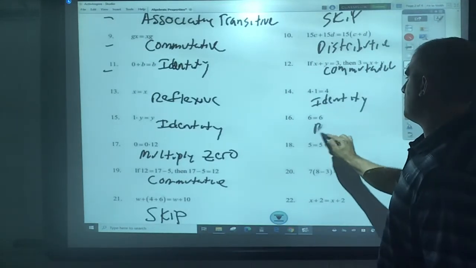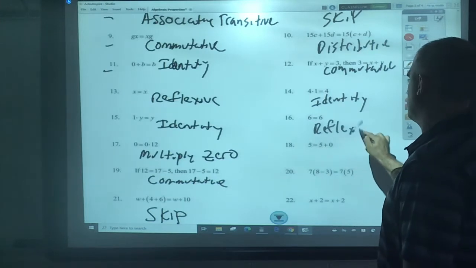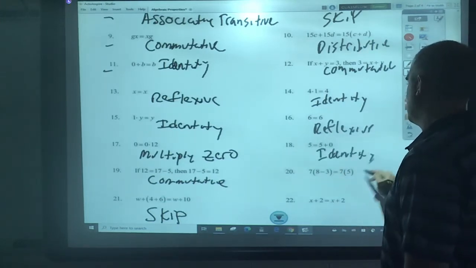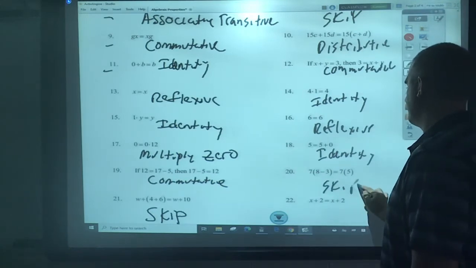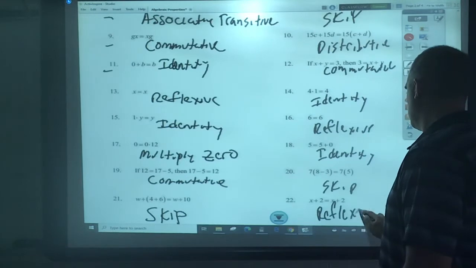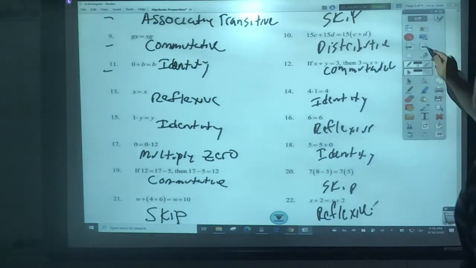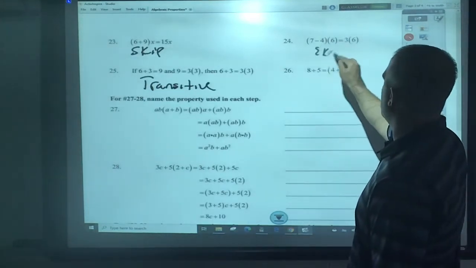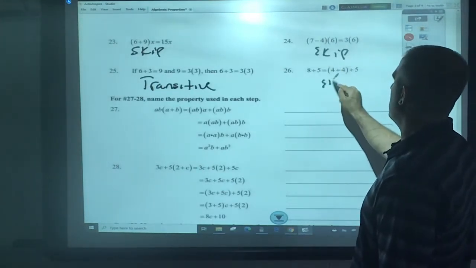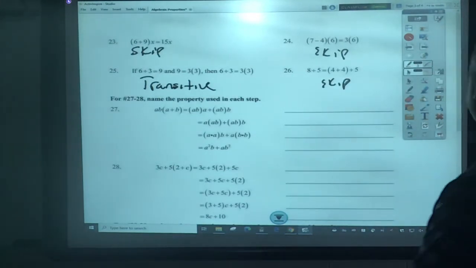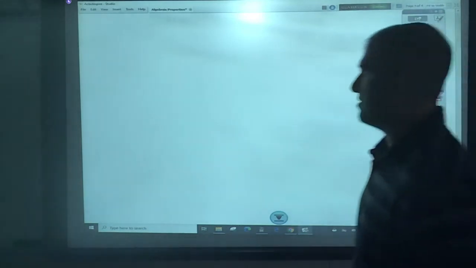This would be reflexive. This would be an identity. You can skip this one. This would be reflexive. You can skip that one, and you can skip that one. We're not covering those. All right. Now let's talk about the distributive property.